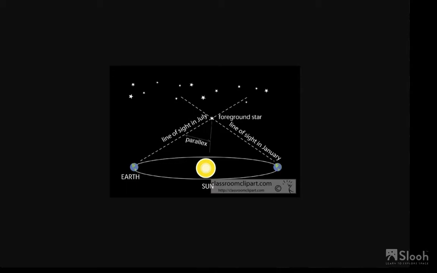What's happening is, you can see in the image here that our Earth is orbiting our sun, right? At one time of the year, we are on one side of the sun, and halfway around the year, we are halfway around the sun. So the two lines of sight here are one in July and one in January, and we move through the orbit in the other months. When we're looking at a star that is closer to us, we're calling this the foreground star, and then these are the background stars. They're so far away that they don't appear to be moving in our night sky.